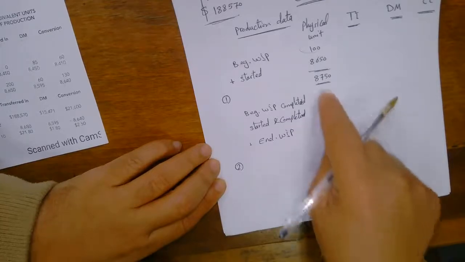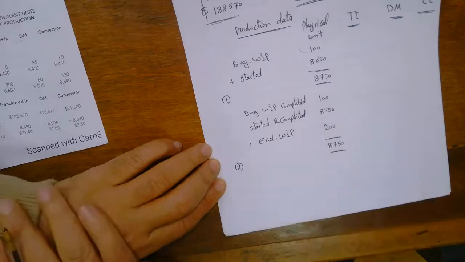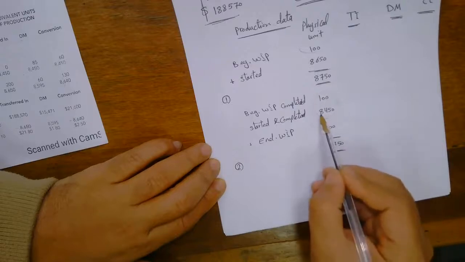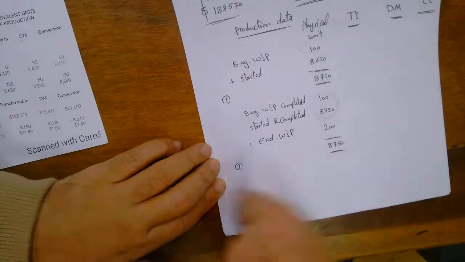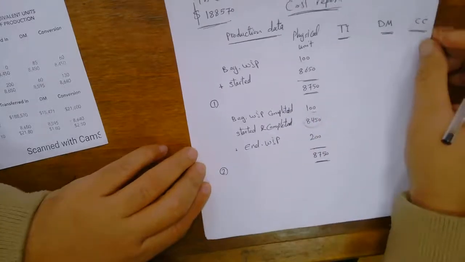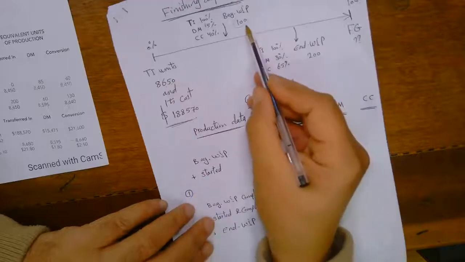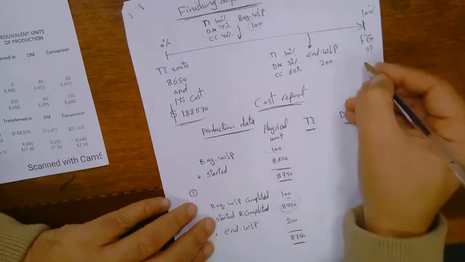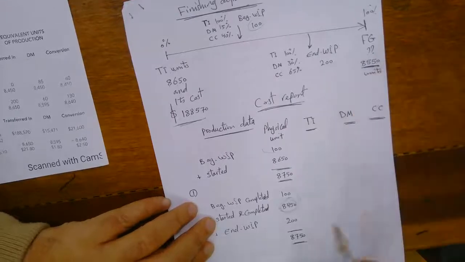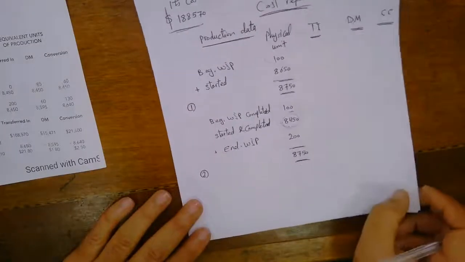8,750 minus 300 equal 8,450. So total units completed or total finished goods equal 8,550. We have beginning work in process completed 100, so started and completed equal 8,450. So we calculate 8,650 plus beginning minus ending equal total finished 8,550 unit. We have 100 units from beginning, so the remaining equal started and completed 8,450.